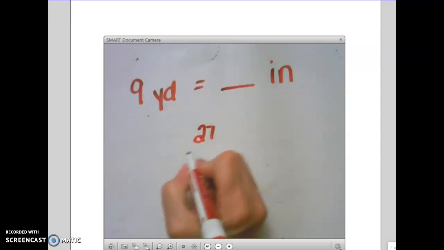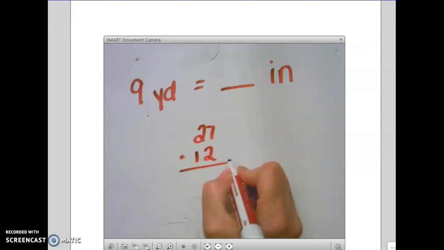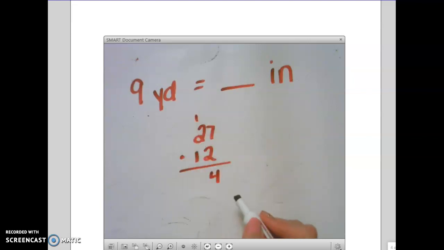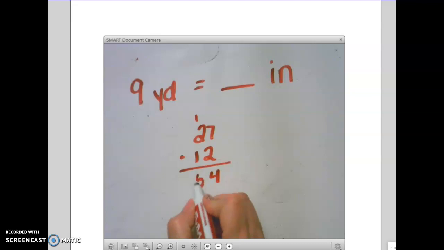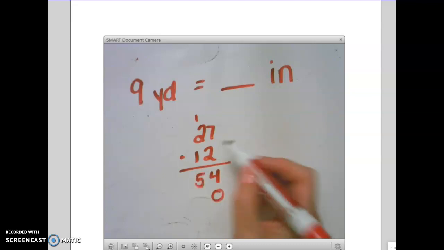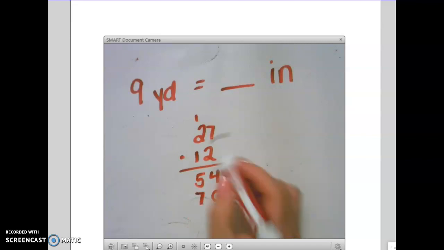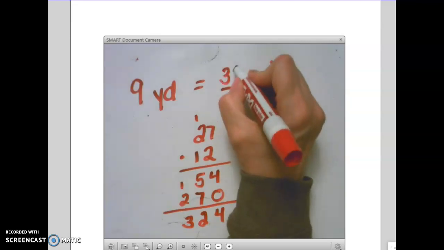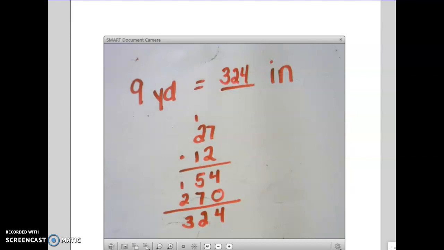If I have 27 feet times 12 inches in each foot, 2 times 7 is 14. Carry the 1. 2 times 4 is 4. 2 times 2 is 4, plus 1 is 5. Done with the ones place. 1 times 7 is 7, and 1 times 2 is 2. So I have 12, carry 1. I have 324 inches in 9 yards. That's how we convert measurement in the customary system. Okay, let's look at the next one. Let me go back to the slide.